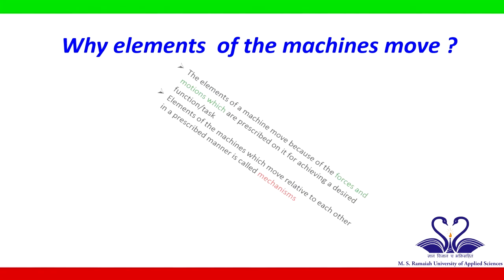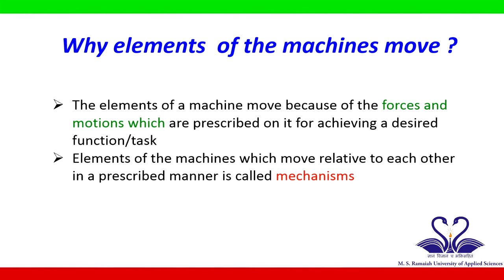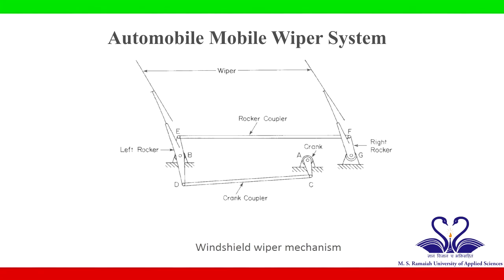The elements move because of forces and motions which are prescribed on it for achieving a desired function. The relative movement of the elements in a prescribed manner is known as mechanism. For example, an automobile wiper system may be considered as a mechanism having different links.